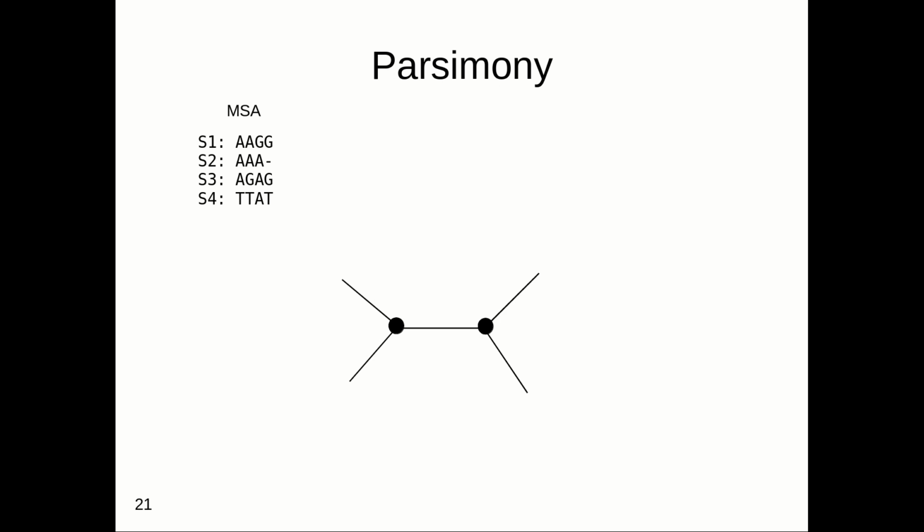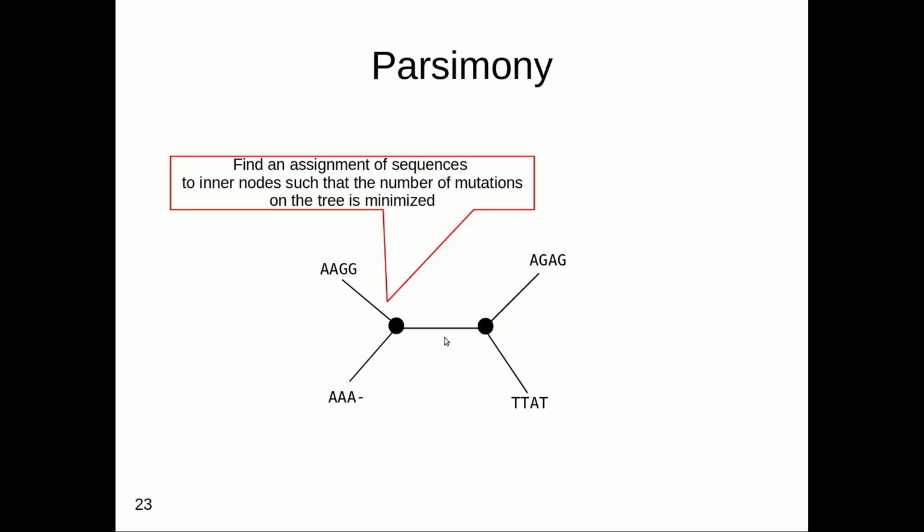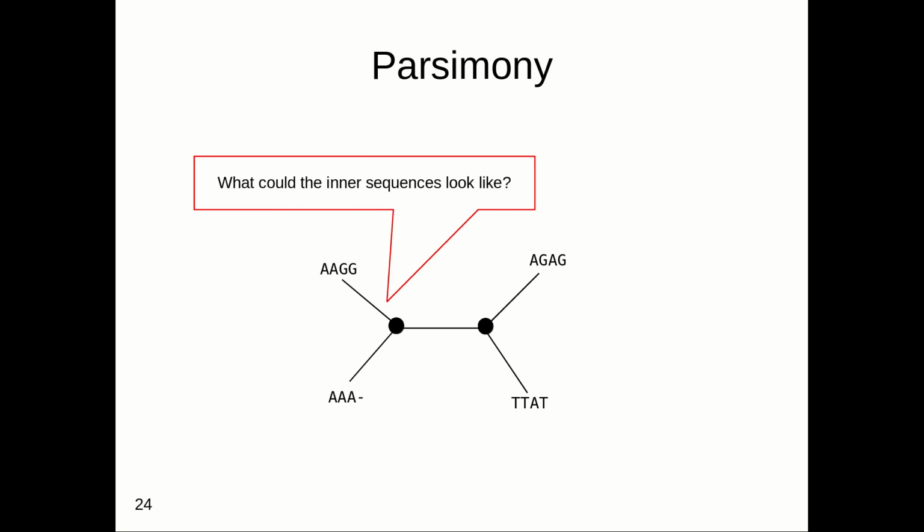Here's how parsimony works. We're given our multiple sequence alignment with the sequences here and our tree topology down here, and then we assign the sequences to the tips of that tree. What we're actually trying to do in parsimony is find an assignment of sequences to the inner nodes of the tree such that the number of mutations is minimized.